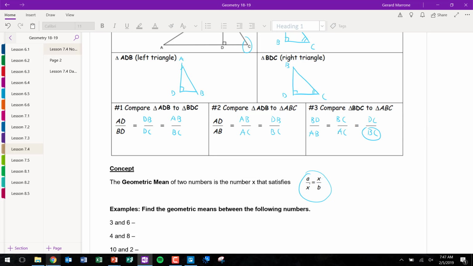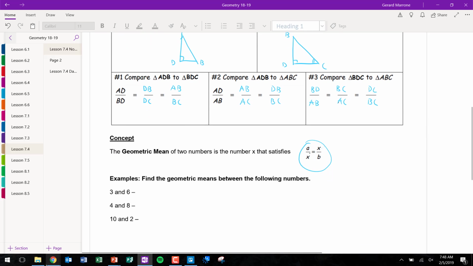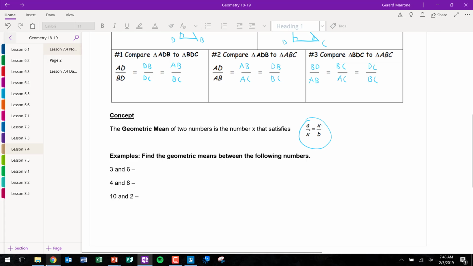Before we try to use triangles, we're going to just try the geometric mean first. So I'm going to show you the first one and let you guys try the next two. So if I'm doing the geometric mean of 3 and 6, that means I'm just going to plug 3 and 6 in for a and b, and then let x be x. So I'd have 3 over x equals x over 6. And when I cross multiply, I have x squared equals 18.